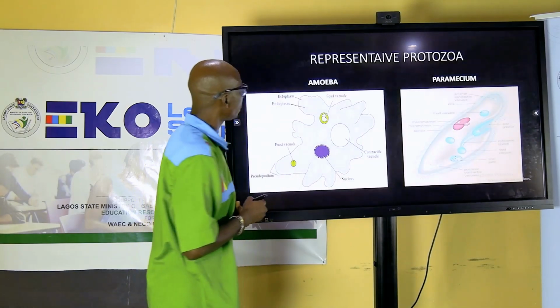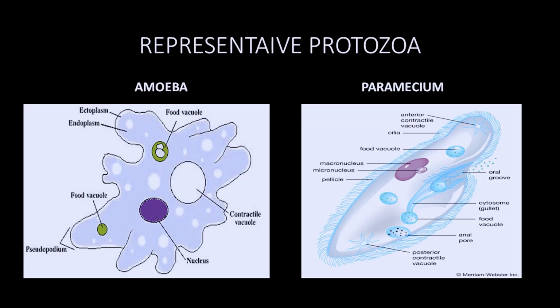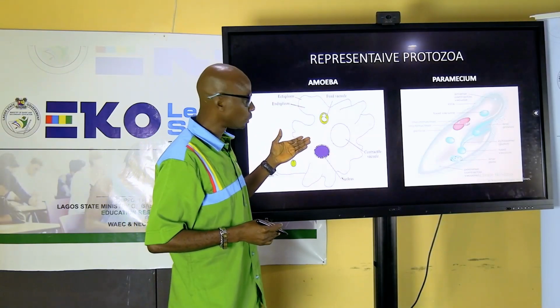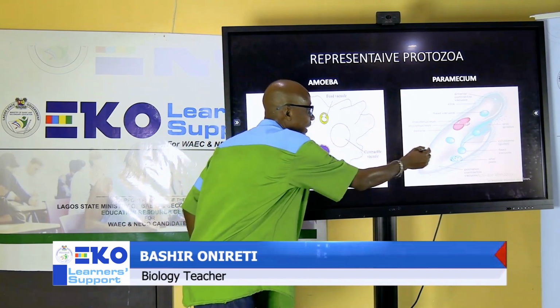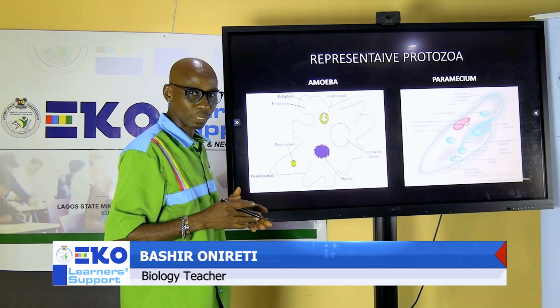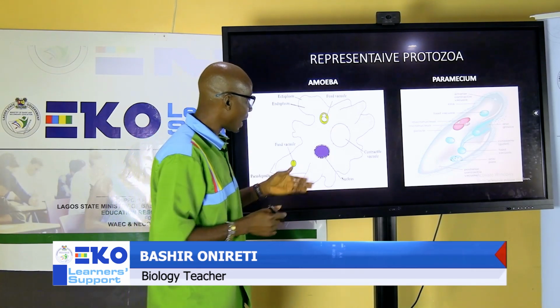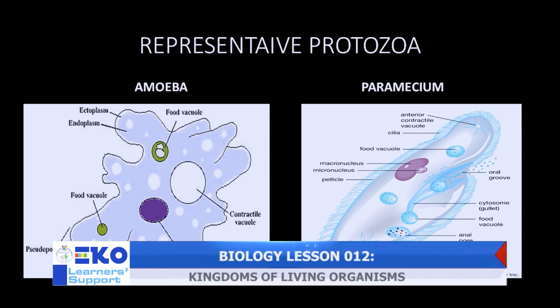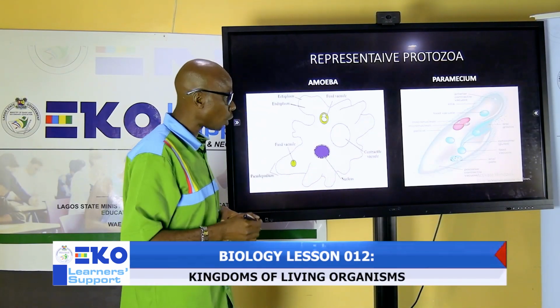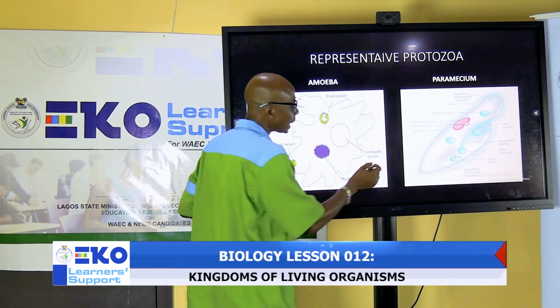Still continuing with the pictures. These are representative of some of these sub-kingdoms. This is amoeba. This is paramecium. Amoeba, as we know, is irregular in shape. Paramecium has a definite shape. It looks like a slipper in shape. Amoeba has a contractile vacuole for excretion. It has a food vacuole which is formed after enclosing its food. There is a nucleus that controls all activity in the cell, as well as in paramecium.